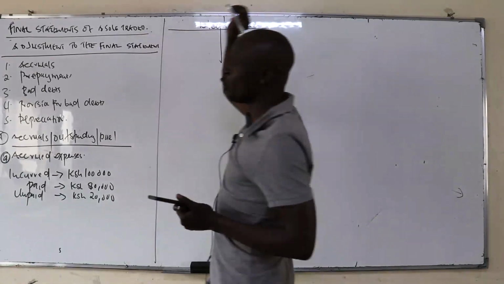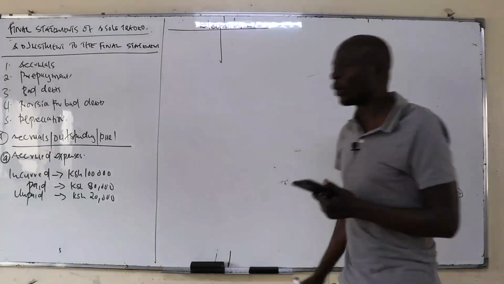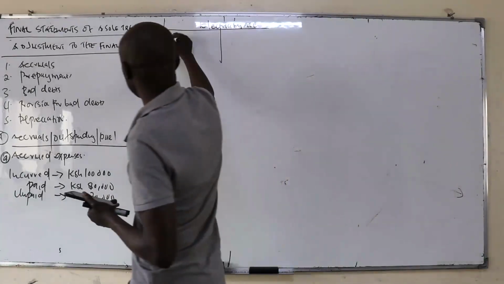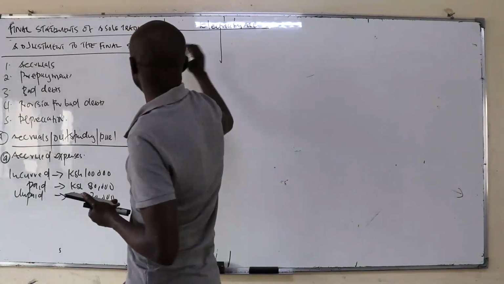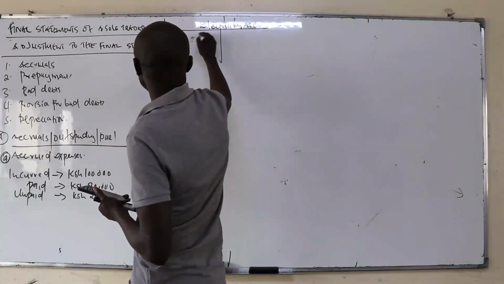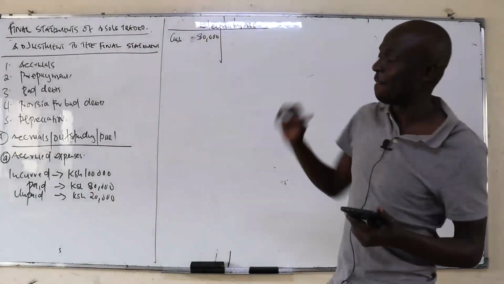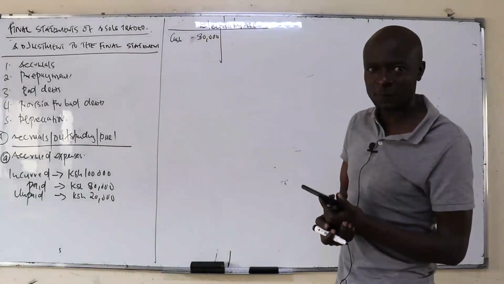So we said when you pay for any expenditure, you credit bank and you debit that particular expenditure. So you can write here bank or cash, whatever. So they will be paid through cash. The amount that was paid is 80,000. But we know 20,000 is not yet paid, isn't it?